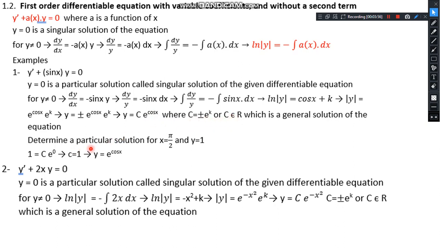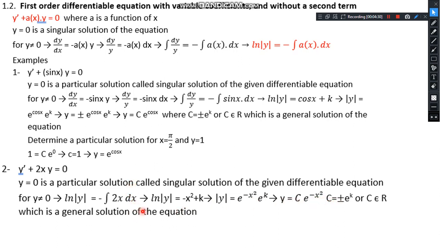And if you want to determine a particular solution for x is pi over 2 and y is 1, replace y by 1, cosine pi over 2 is 0, so c is 1, and you replace it. Here this is the same story, it's of the form y prime plus a(x)y equal to 0. So directly we can start by here, ln y will be the integral of minus 2x, which is minus x squared plus k, so y equals e^(minus x squared) e^k. So directly when you have this one, you can jump here, so y equals c e^(minus x squared), where c is a real number.